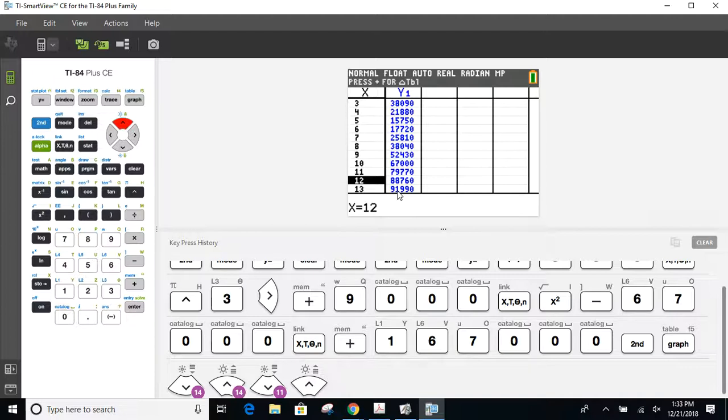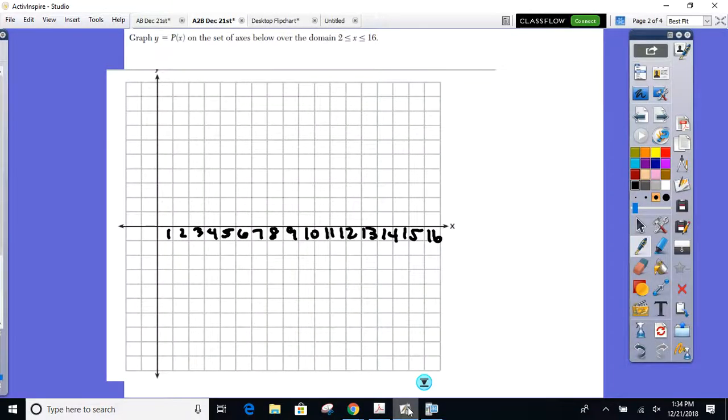I went by 10s all the way up to 95. So I started at 15, went by 10s up to 95,000. Quickly though, anybody know what I'm going to need? If you're going to start at 15,000 and go by 10s, I need a break. Yeah, need a break there on the y-axis. So this little break.